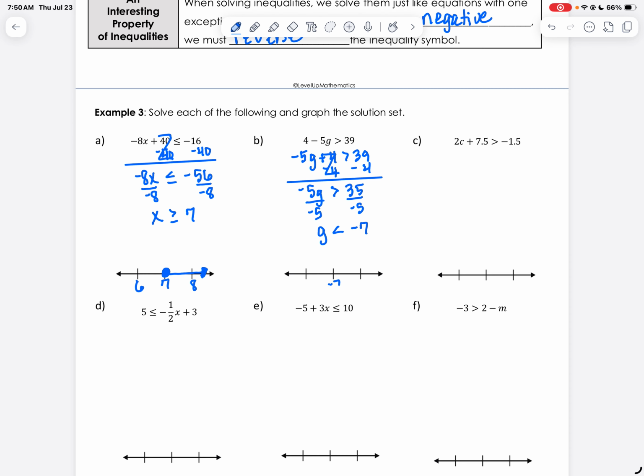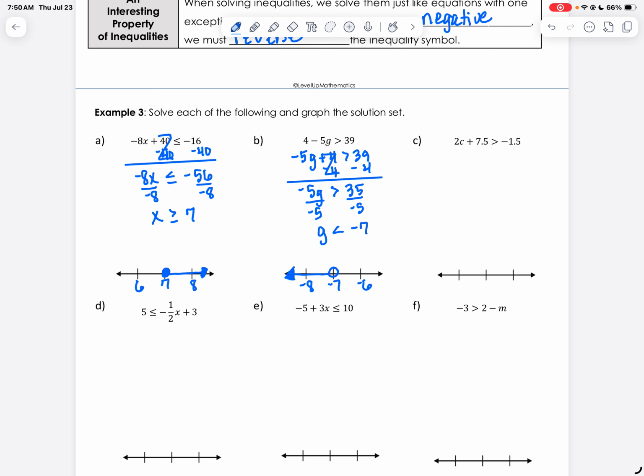So this time negative 7 is in the middle, and we would have negative 8, negative 6. We want an open circle at negative 7, and less than, we shade to the left. All the values that are less than negative 7.